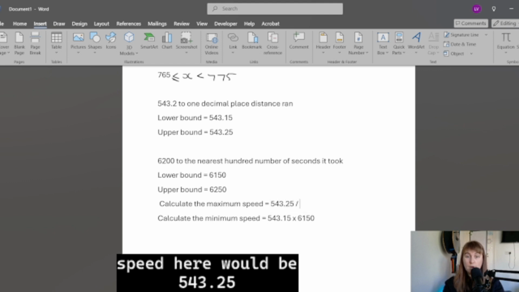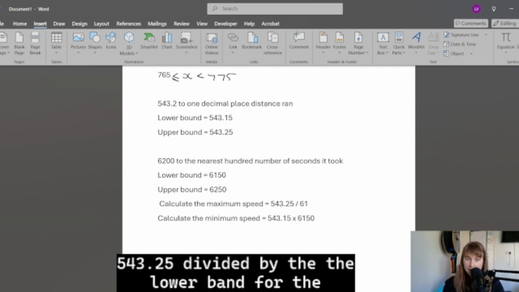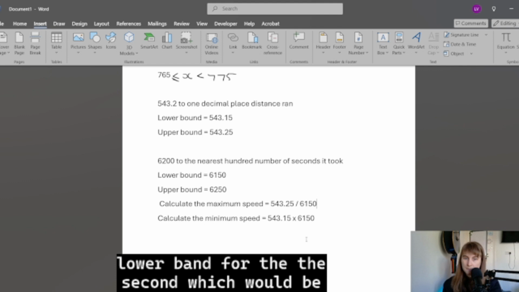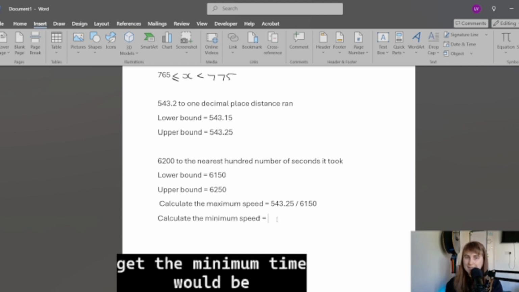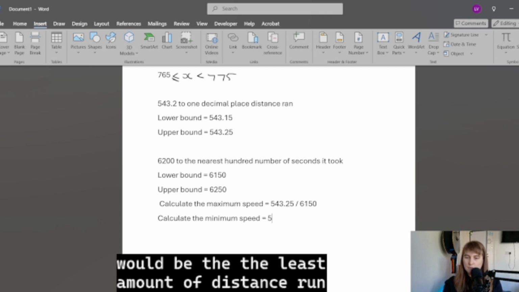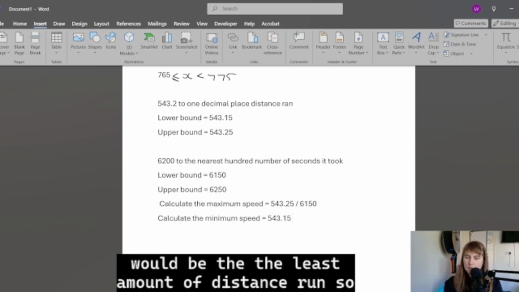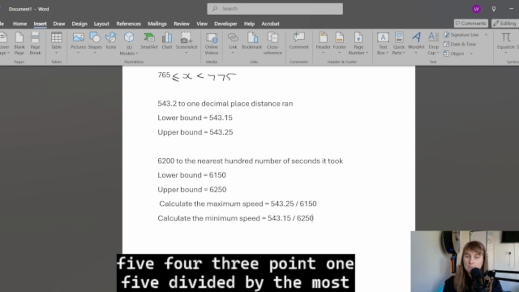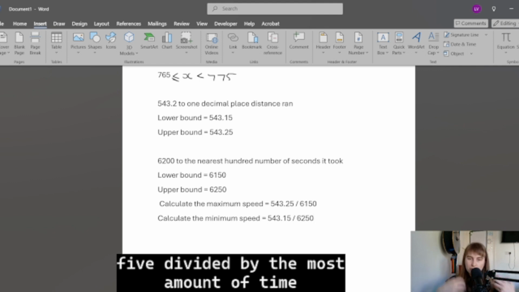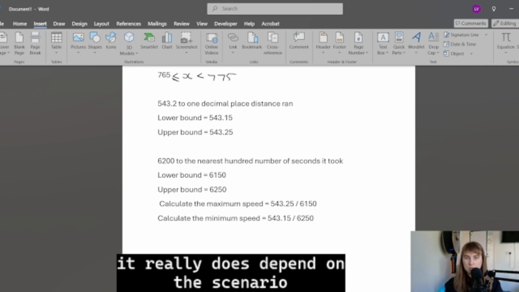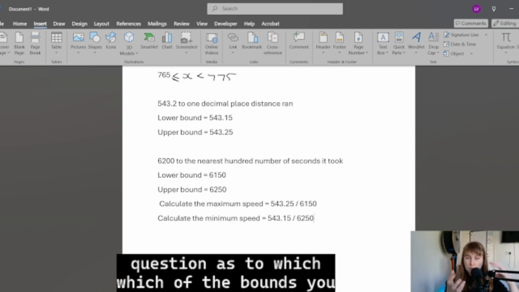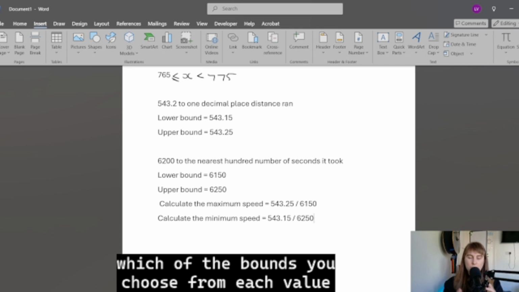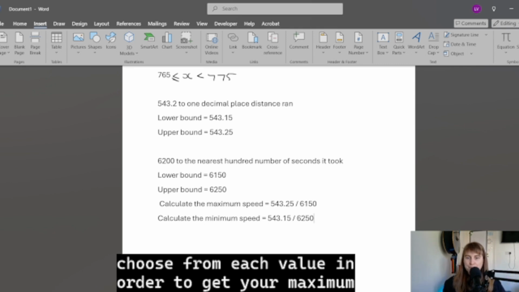So the maximum speed here would be 543.25 divided by the lower bound for the seconds, which would be 6,150. And similarly, to get the minimum speed, it would be the least amount of distance run, so 543.15, divided by the most amount of time, 6,250. So it really does depend on the scenario in the question as to which of the bounds you choose from each value in order to get your maximum and minimum.